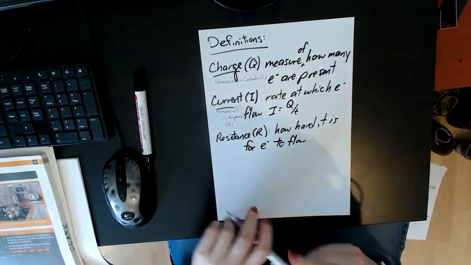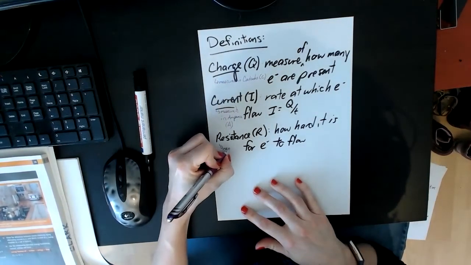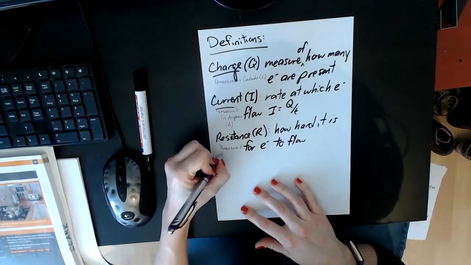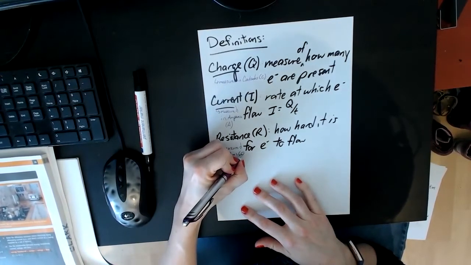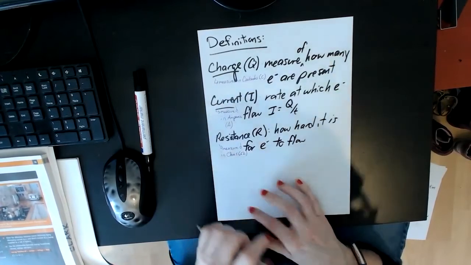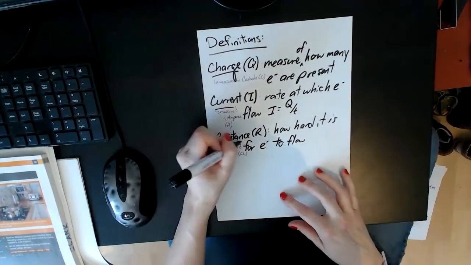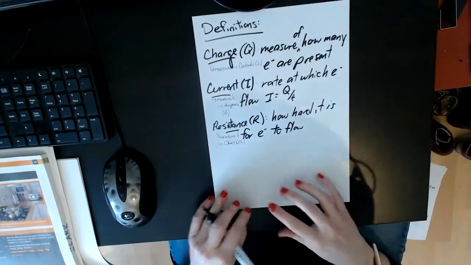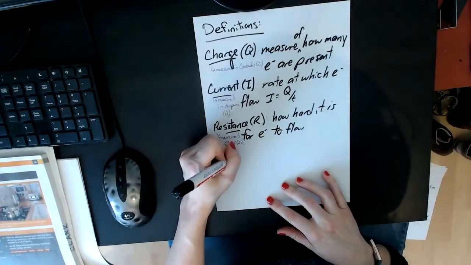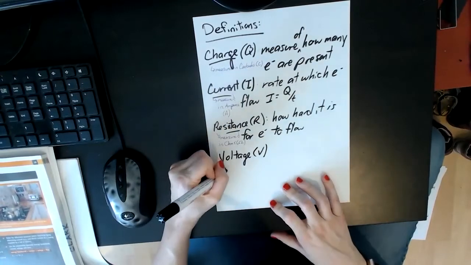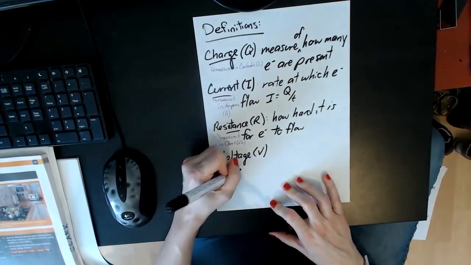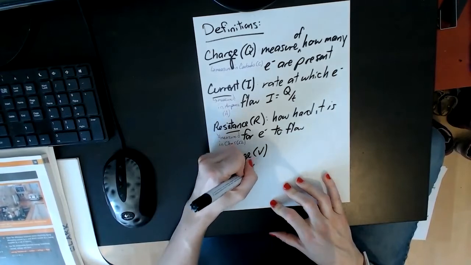Resistance, as I said already, is measured in ohms and abbreviated with the Greek letter omega. And the last one is probably the most difficult to conceptually understand what's happening, and that is voltage. Okay, voltage V, and it's measured in volts, which is, again, easy to remember for you.